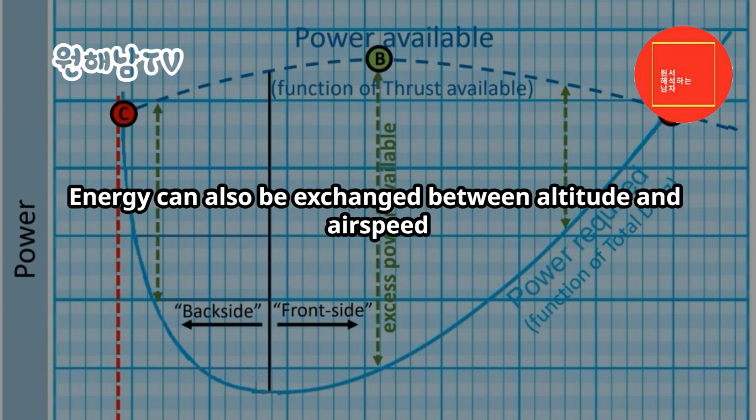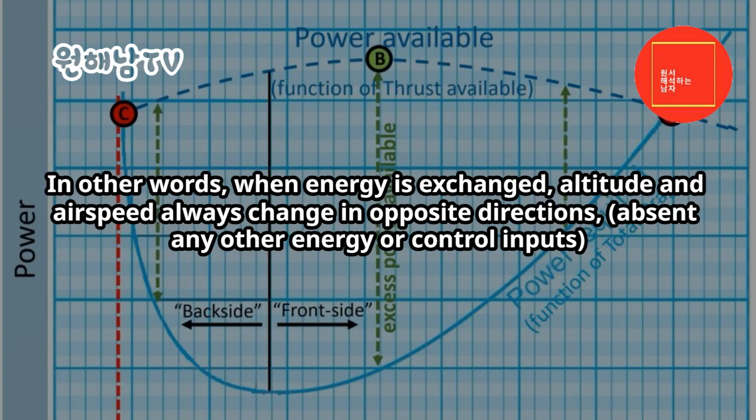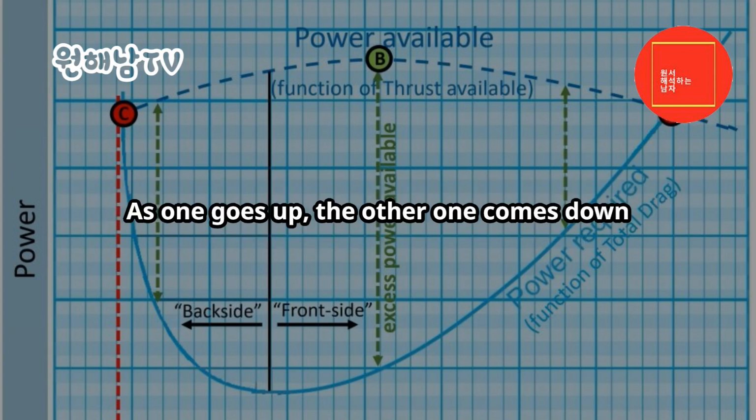Energy can also be exchanged between altitude and airspeed. For example, when a pilot trades airspeed for altitude, as altitude increases, airspeed decreases. In other words, when energy is exchanged, altitude and airspeed always change in opposite directions, absent any other energy or control inputs. As one goes up, the other comes down.